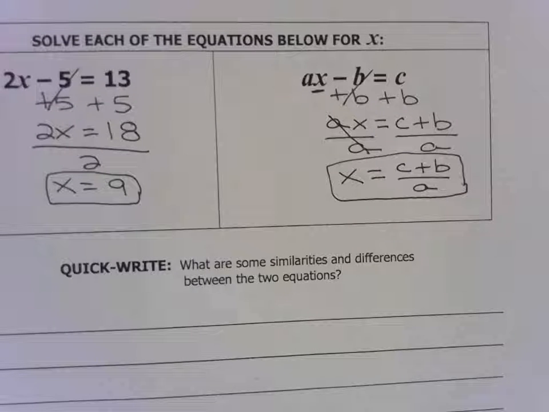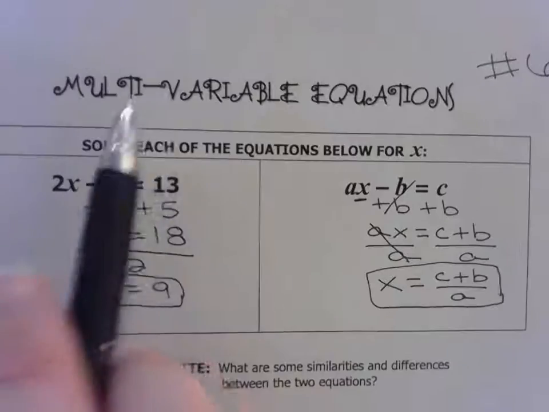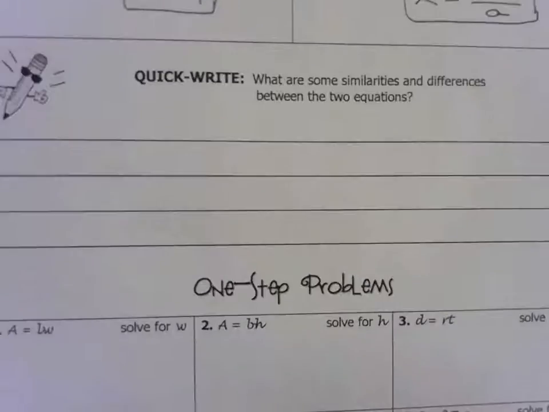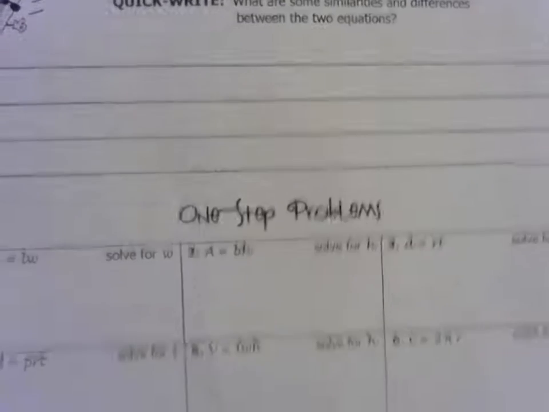So that's the big difference with what we're doing today. We're not actually working with numbers. We have lots of different variables. That's why it's called multi-variable. Different variables. Let's look at ones down here.